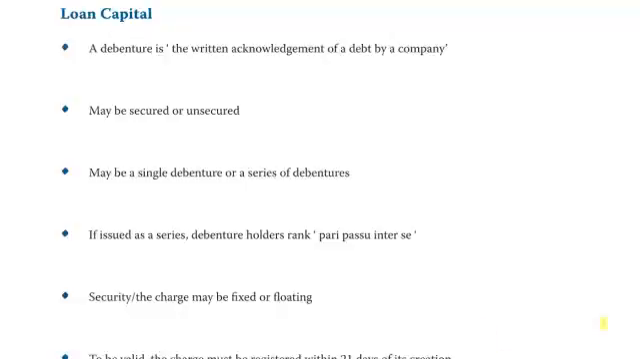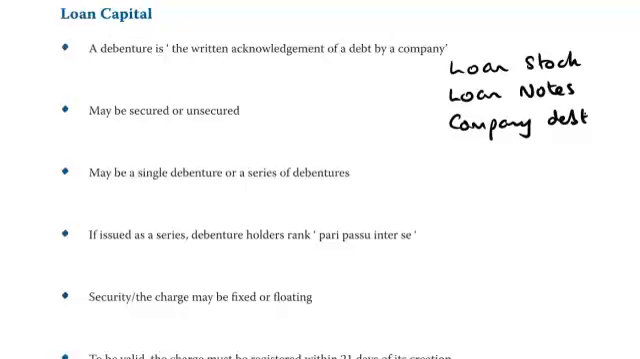Okay. A debenture is the written acknowledgement of a debt by a company. Debentures may be also known as loan stock or loan notes or simply company debt. So they can go under any one of these names, and each of them is not unusual, and particularly not in an F3 or an F7 accounts question. Normally in F4 your examiner will refer to them as debentures. They may be secured or unsecured, and it may be a single debenture or a series of debentures.